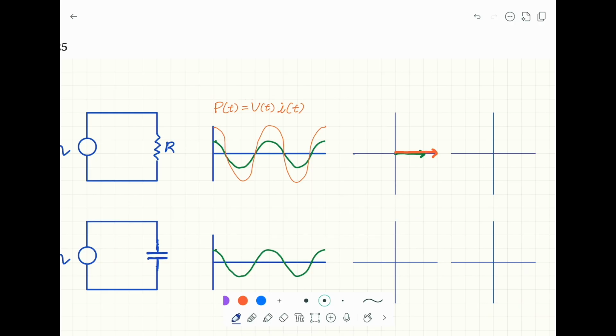And in general, the real power P is defined as the root mean square value of the voltage times the root mean square value of the current times the cosine phi. Phi is the angle between the voltage and the current. In this particular case, phi equals 0. So this is the real power P.